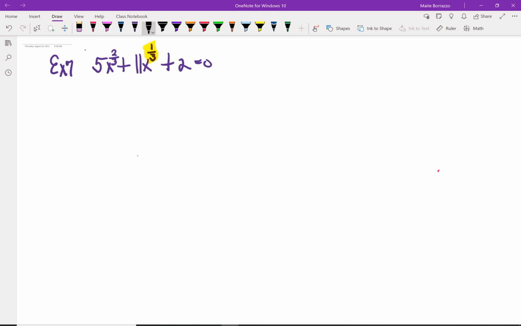So in this question, as you remember in class, I talked to you about using u substitution. So we're going to use that 1/3 x to the 1/3 as our u value. And what we want to do is we're now going to call this 5u squared plus 11u plus 2, and this is equal to 0.